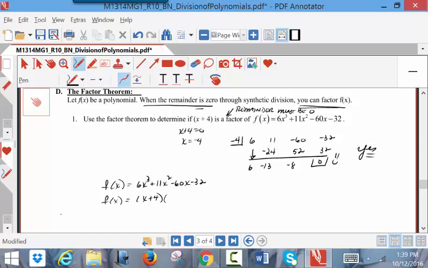Ooh, let me think. When I did division, that meant the quotient was 6x squared minus 13x minus 8, right? That was one of the first things we did. We've done so much, okay? So guess what? This is going to be 6x squared minus 13x minus 8. We have done the first step of factoring.